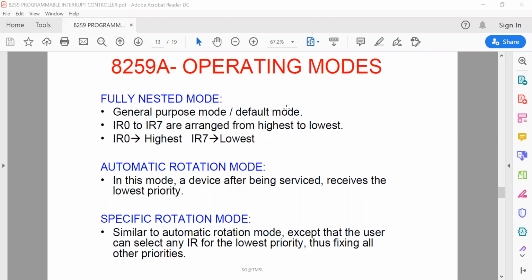These priorities can afterwards be changed by the programming method, the software method, using the rotating priority mode. You can change the priorities. The next mode is called the automatic rotation mode. In this mode, when a device is being serviced, it receives the lowest priority.